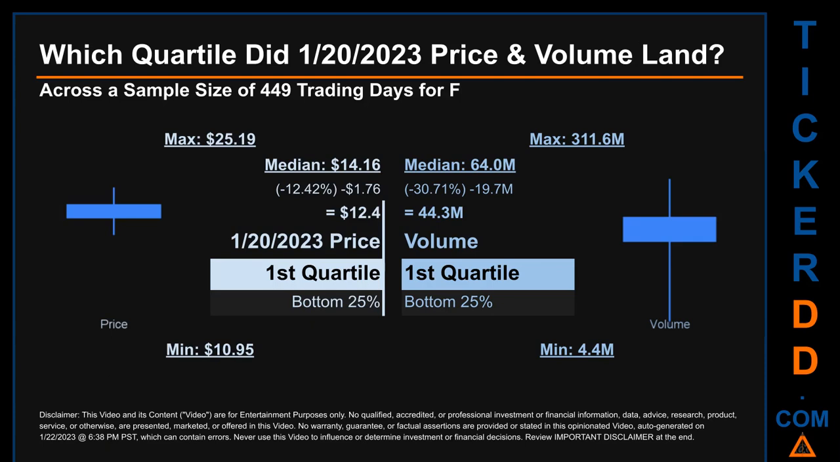The day's volume landed within the first quartile, at the bottom 25% of all sampled daily volume, which saw a max daily volume of 311.6 million and a minimum of 4.4 million. Quartiles tell us about the spread of a data set by breaking that data set into quarters, just like how the median breaks the set into half. Descriptively, F has a median price of $14.16, therefore, January 20th, 2023 price was lower from that middle marker by 12.42%. The day's volume of 44.3 million was less than the median by 30.71%.